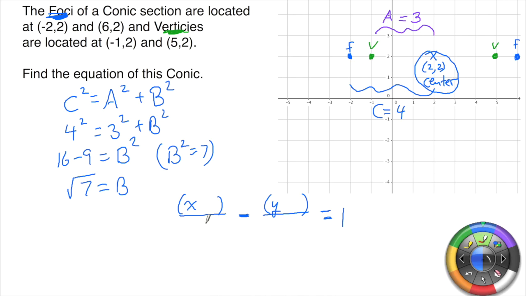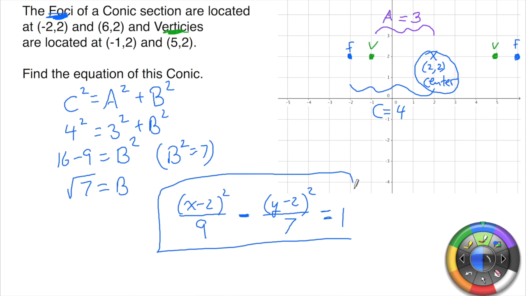So this would be 9. Remember, a squared is 9. With the y goes the b, and the b squared we found out earlier was 7, so that gives us 7. And then the center was 2, 2, so this becomes kind of easy. X minus 2, y minus 2, don't forget the squares. And this becomes a hyperbola according to the information above.